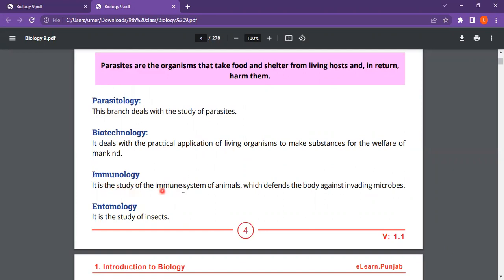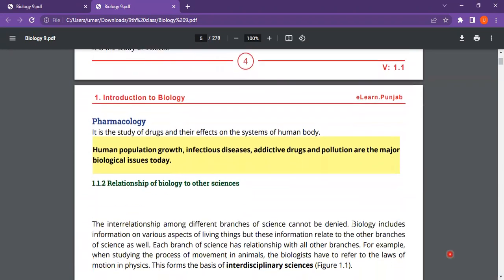Immunology. It is the study of the immune system of animals which defends the body against invading microbes. Entomology. It is the study of insects. Pharmacology. It is the study of drugs and their effect on the systems of the human body. Human population growth, infectious diseases, addictive drugs, and pollution are the major biological issues today.